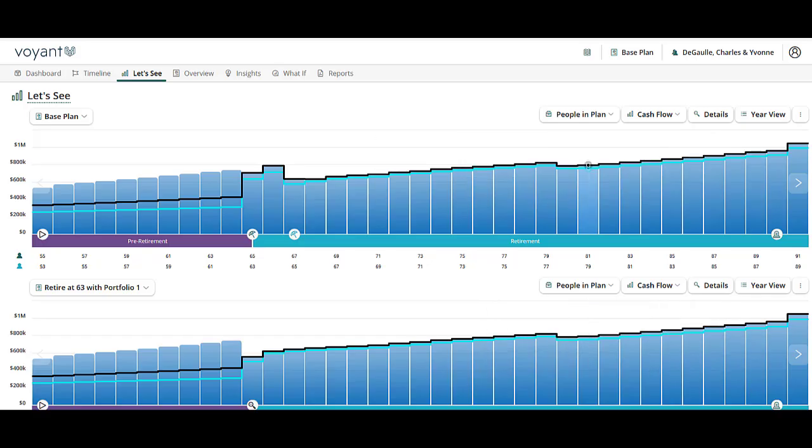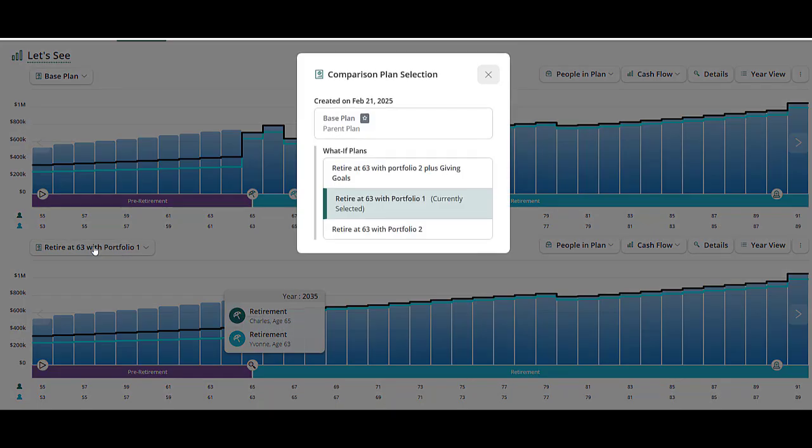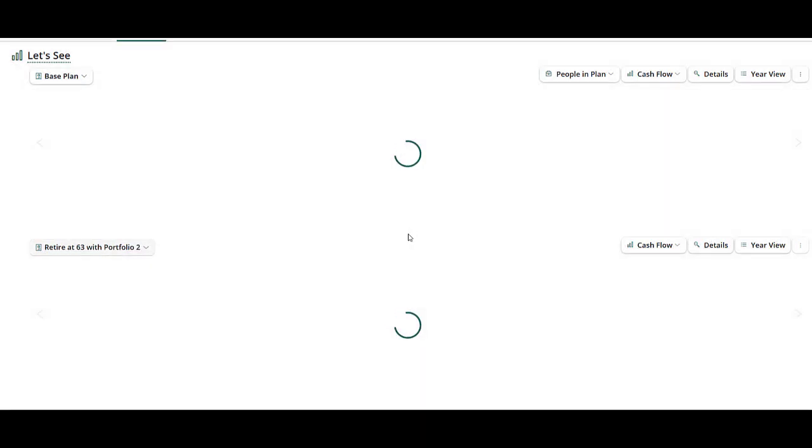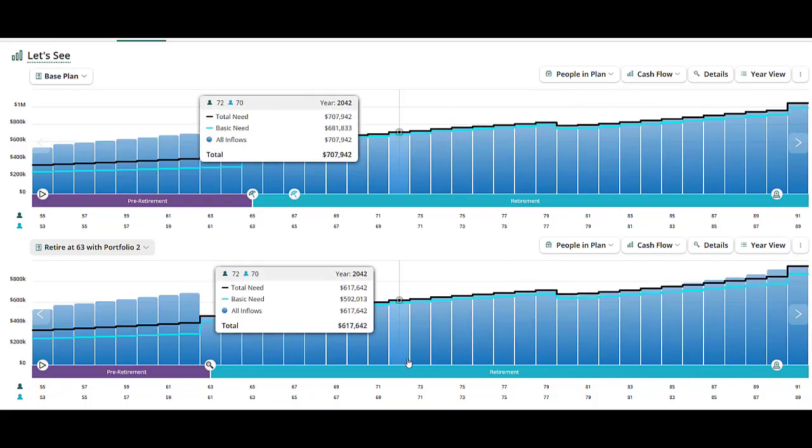Even with retiring at age 63, you can see this here. Retirement has been moved to 63 rather than here on the top plan where we have it at 65. No shortfall projected, so we can confidently say that if everything were going to plan, we would be fine with retiring at 63 in portfolio 1. We can switch this over to portfolio 2 and see that with portfolio 2 we would see the same thing.